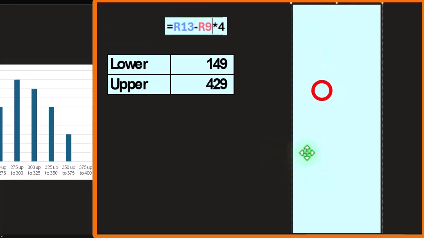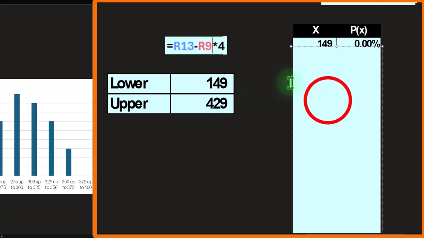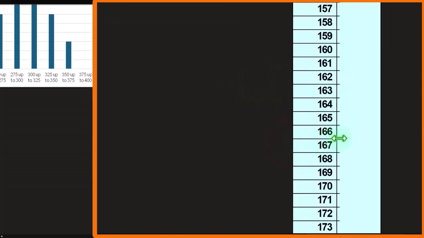And then if we were to take this, we're going to say this is going to be our X. This is going to be our P of X. So now on the X's, I've just listed out the lower from 149, and then we went up to the 429. I'm not sure if I went all the way to the 429, but that's the idea. So we went all the way up.